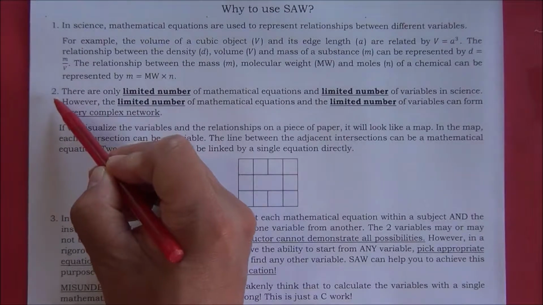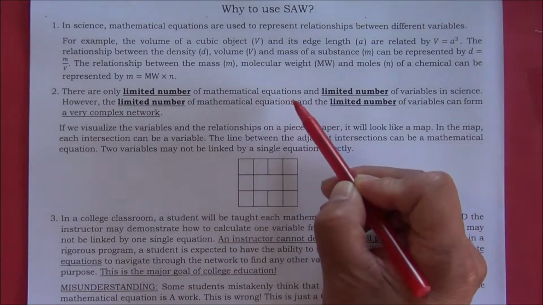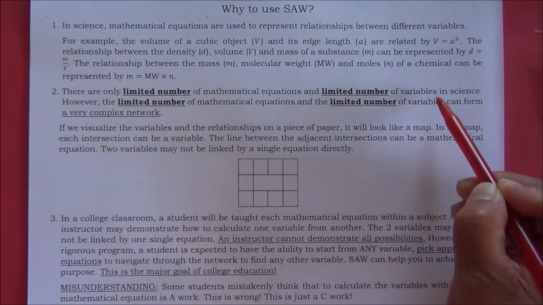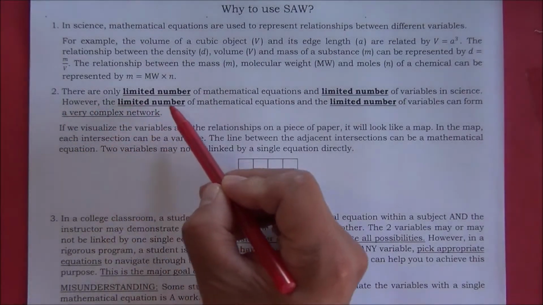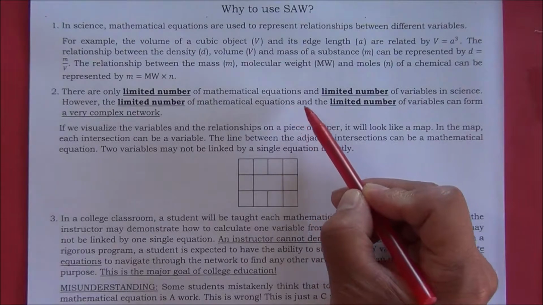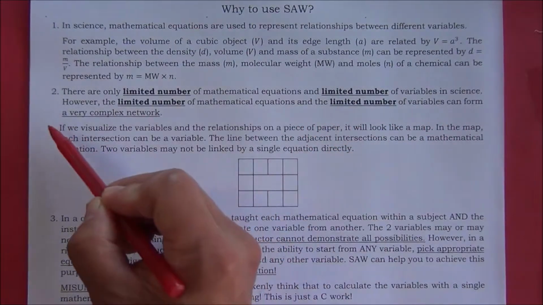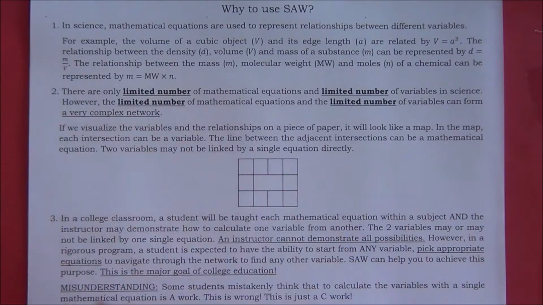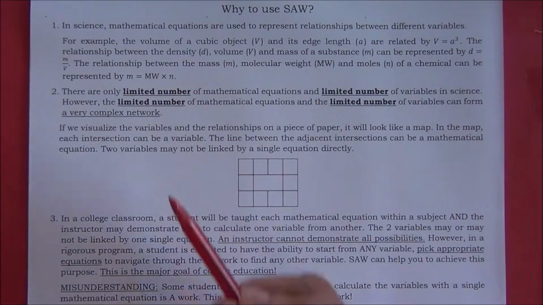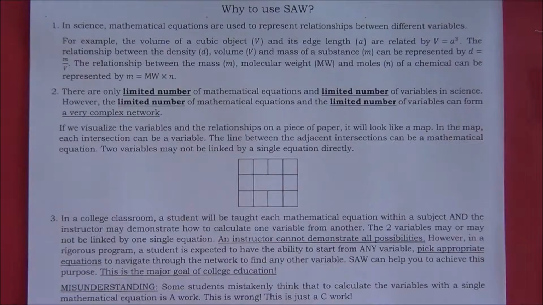Number 2. There are only limited number of mathematical equations and limited number of variables in science. This sounds like good news for the students because it seems you do not need to learn much. However, the limited number of mathematical equations and the limited number of variables can form a very complex network. This sounds like bad news for the students because there are so many different ways to relate the limited number of variables with limited number of mathematical equations.